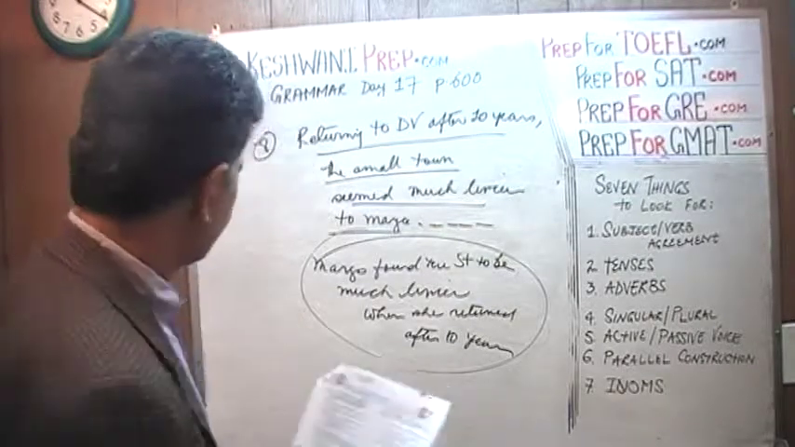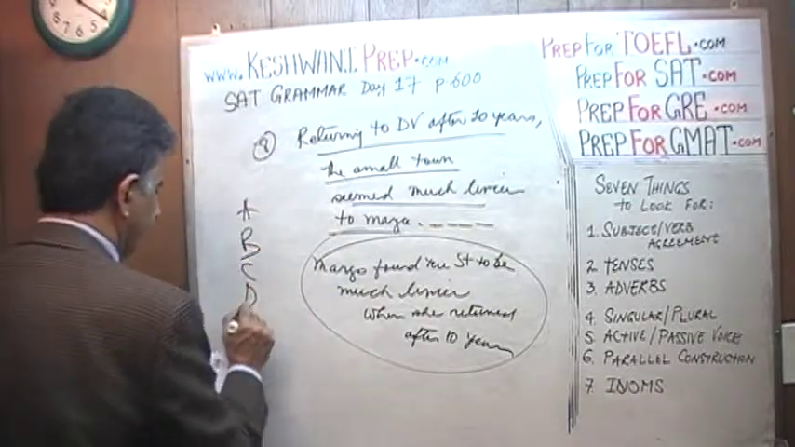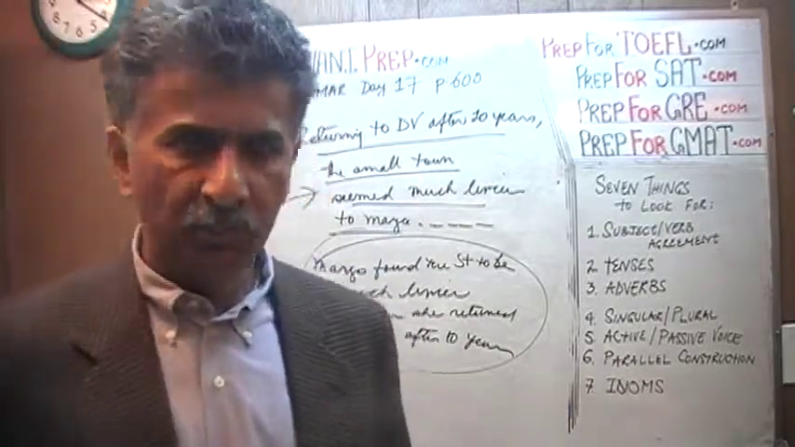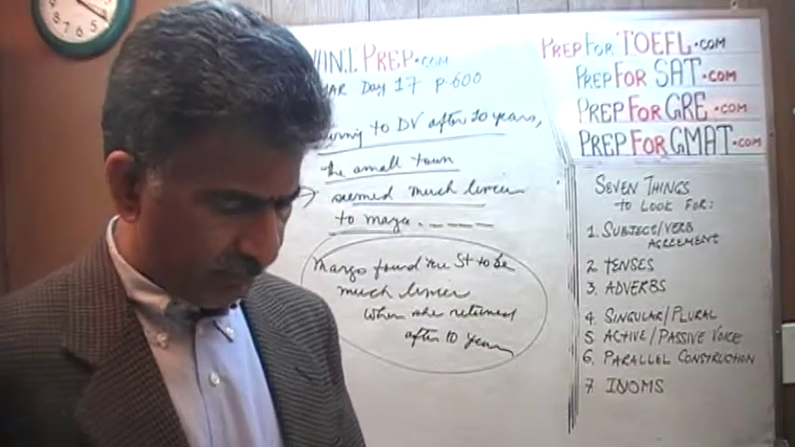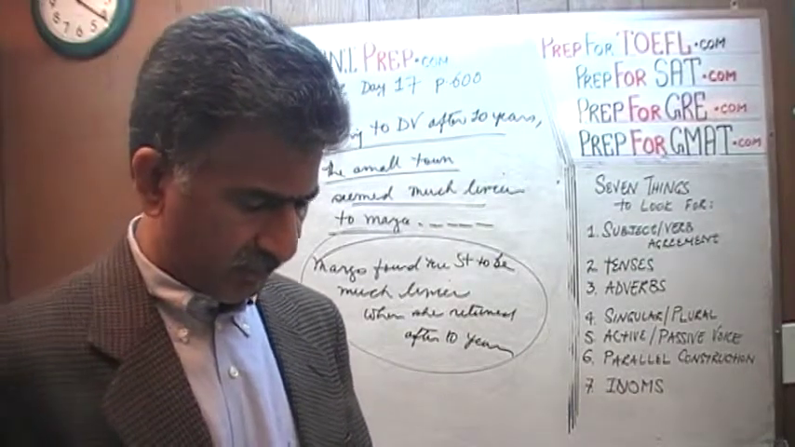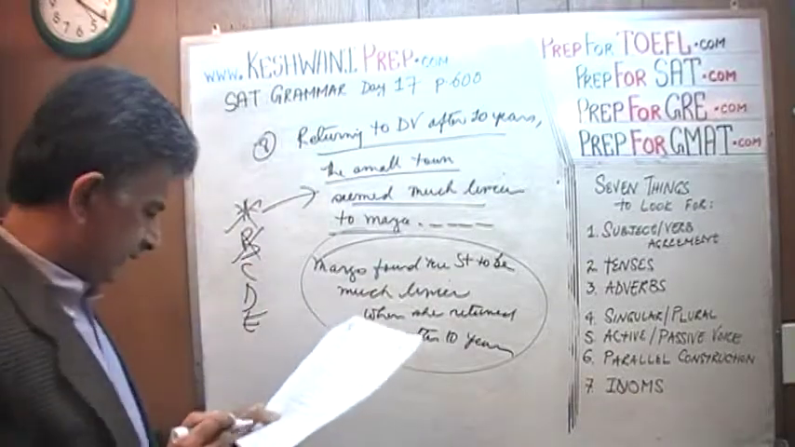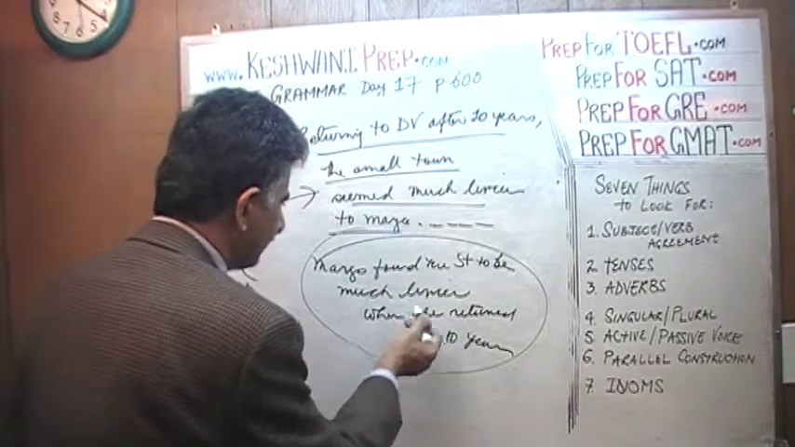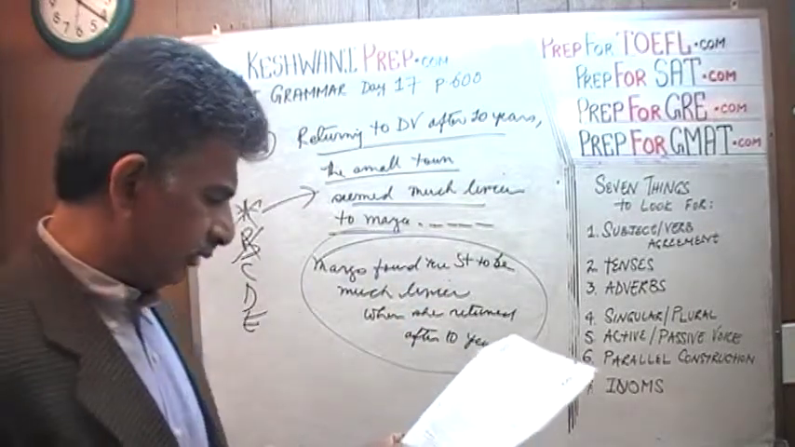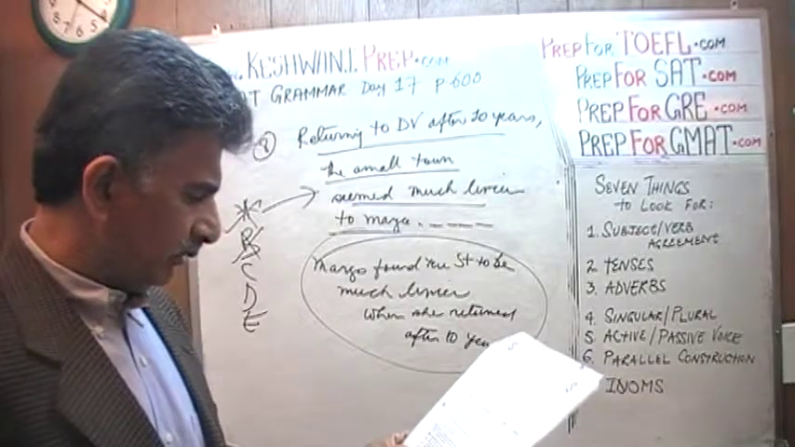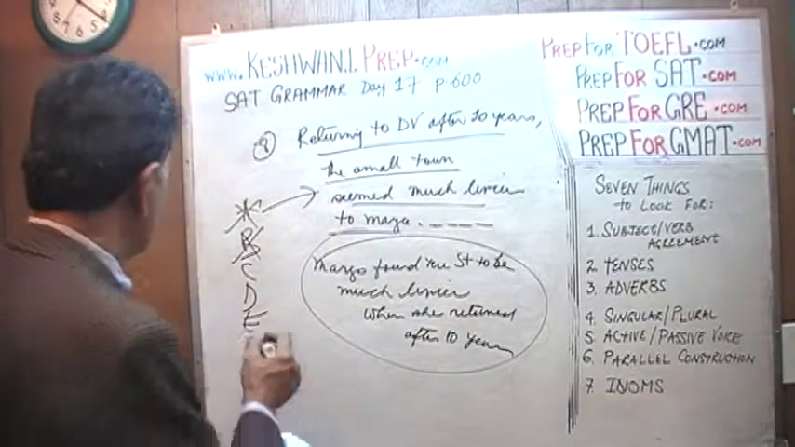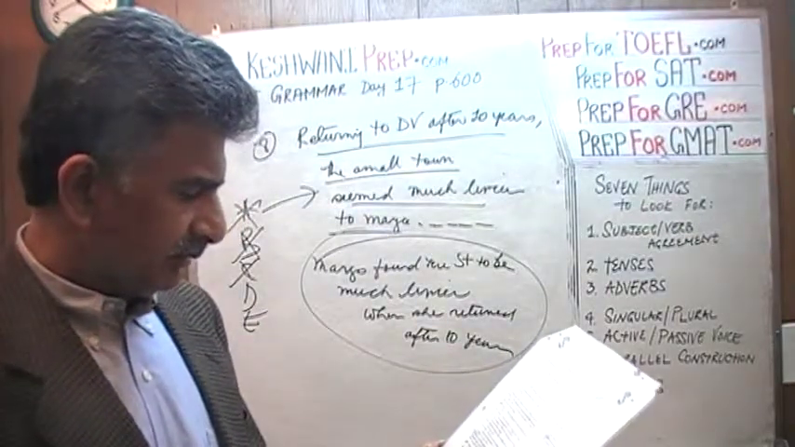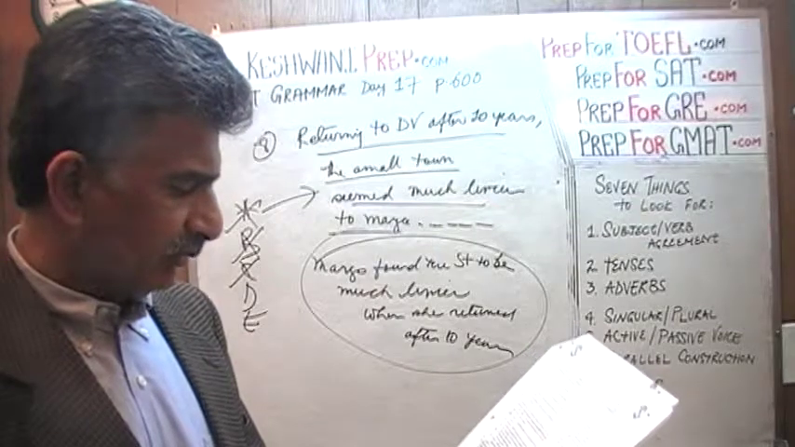Let's see what we can do. There is no point in reading A, because A simply repeats what was given to us. We already said that this is a little bit awkward, so we're not going to look at A. B: Having returned to Dayville after 10 years, it seemed a much livelier town to Margot. No, B is very awkward. C says, after Margot returned, there you go. Margot found Dayville to be much livelier when she returned. No? D: After Margot returned to Dayville in 10 years, the small town seems much livelier. No, I don't like it. Margot returned to Dayville after 10 years, the small town seemingly much livelier.